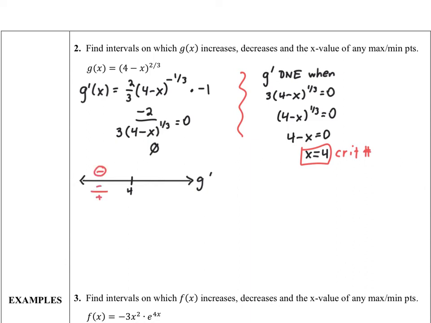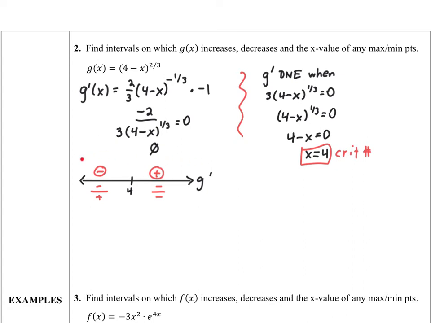I pick a number greater than 4 and do my sign analysis. Again, that numerator is locked into a negative. And when I put a very large number greater than 4 into here, this ends up being a negative value, whose cube root is also negative. Times 3 is going to stay negative, so I'm going to have a negative divided by a negative, which gives me a positive on that interval.